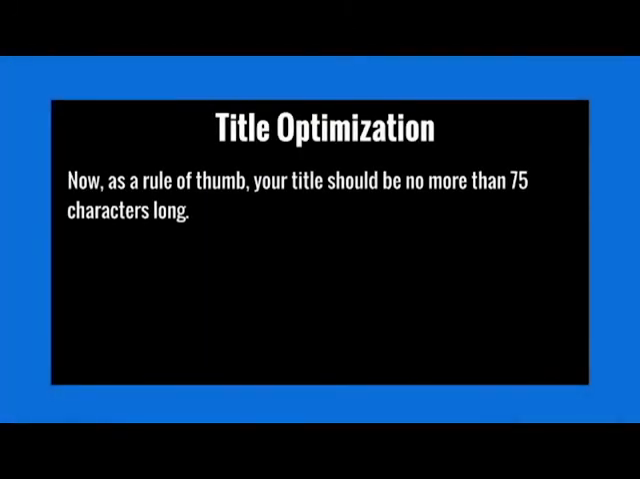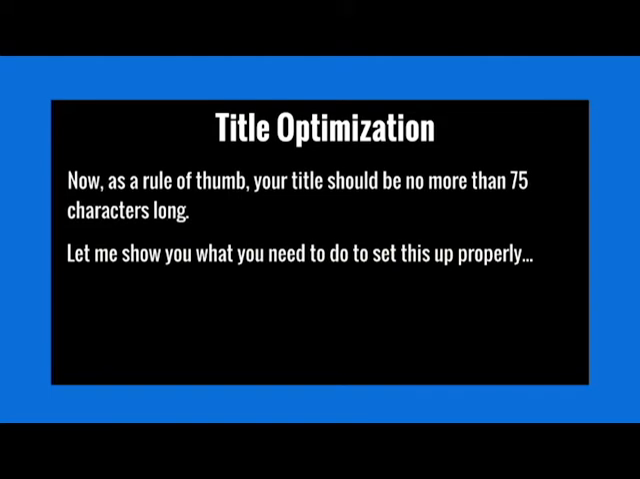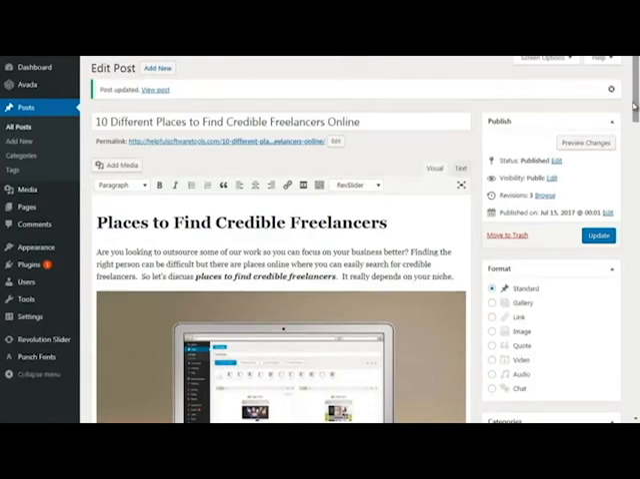Now, as a rule of thumb, your title should be no more than 75 characters long. You don't want it to be too long because psychologically, that will actually overwhelm the person typing things in. And remember, most people are just scanning the content and not reading. They're looking for something really quick. So if you have something short, straight to the point, you're most likely going to win as long as it's optimized and it's correct to that keyword. And now that we've talked about the fundamentals, let me go ahead and show you what you need to do to set this up properly.